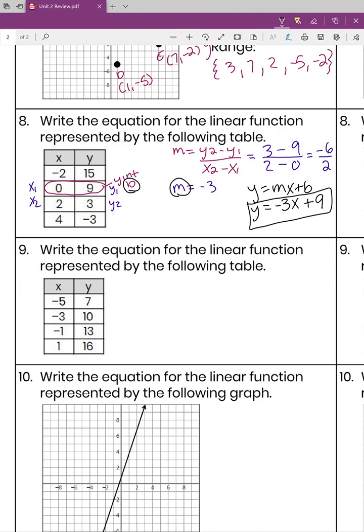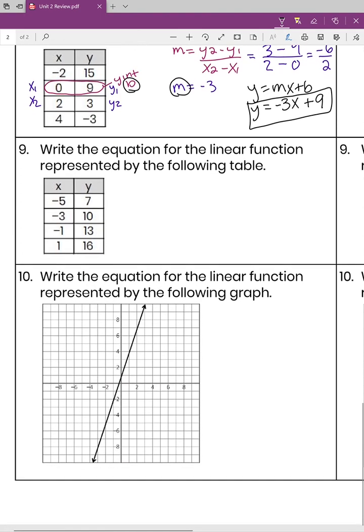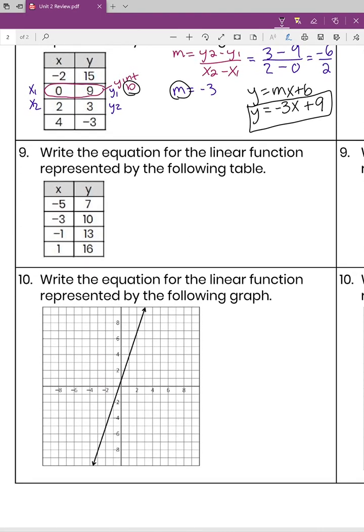Okay, number 9. Number 9 says write the equation for the linear function represented by the following table. So remember, our first thing to check is to see if we have a y-intercept. And we know we have a y-intercept when x is 0. So let's look through our x's. So we have a negative 5, a negative 3, a negative 1, a 1. None of them are 0, meaning we do not have a y-intercept that's visible in this table.